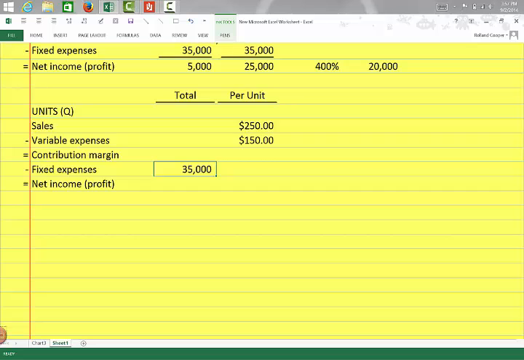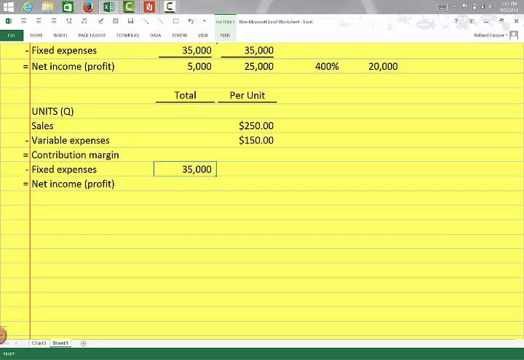So those are your three basic pieces of information. The selling price per unit of $250. Clearly this is not a gallon of milk, but something else. The variable expenses per unit of $150, and fixed expenses per month, since fixed expenses typically come in per time period bundles, fixed expenses per month of $35,000.